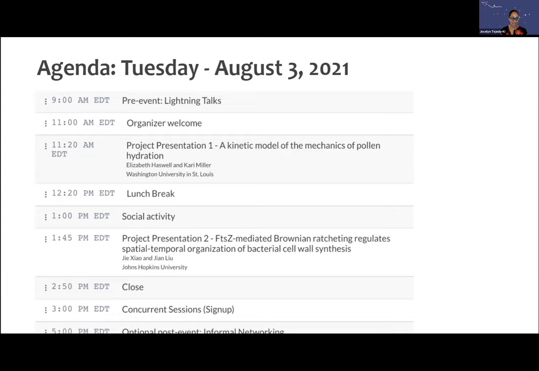So just to talk a little bit about what's going to happen today. We'll have David Stone say a few words to kick us off for the day. Right after that, we'll get into our project presentations. We'll kick it off with the first one, a kinetic model of the mechanics of pollen hydration. And I wanted to give you all a little reminder of how that's going to happen.